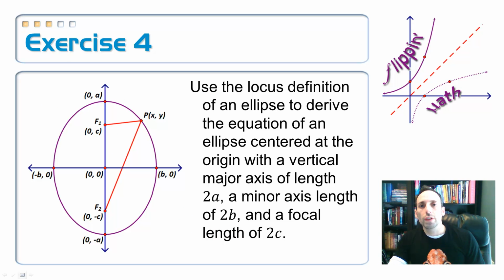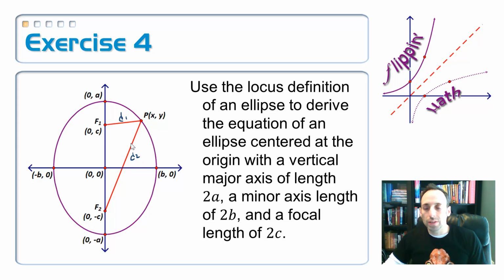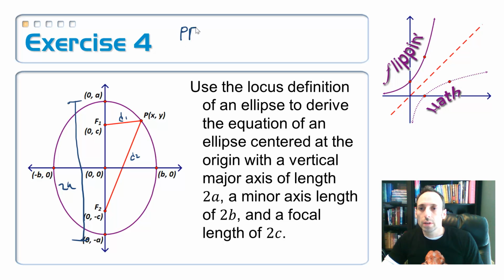Remember that the locus definition of the ellipse says this. It says that this distance, which I'll call d1, plus d2, when I add those two together, it's constant, and it's equal to the length of the major axis, which is 2a. So basically, in terms of the points that are on here, I have from P to F1 plus P to F2. This should be equal to 2a.